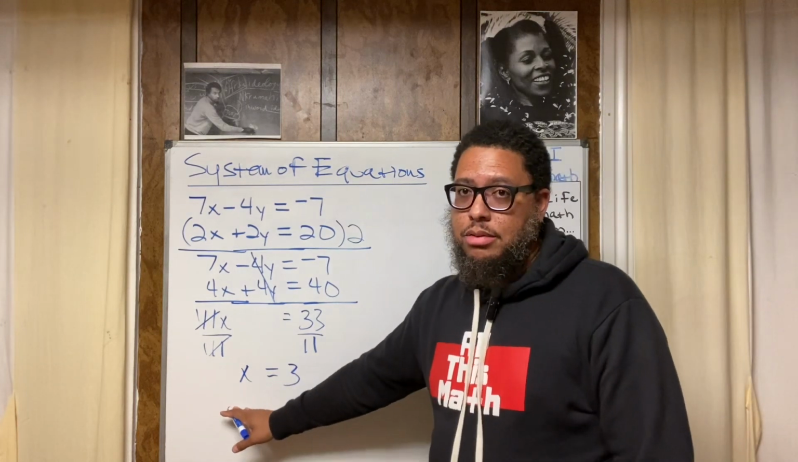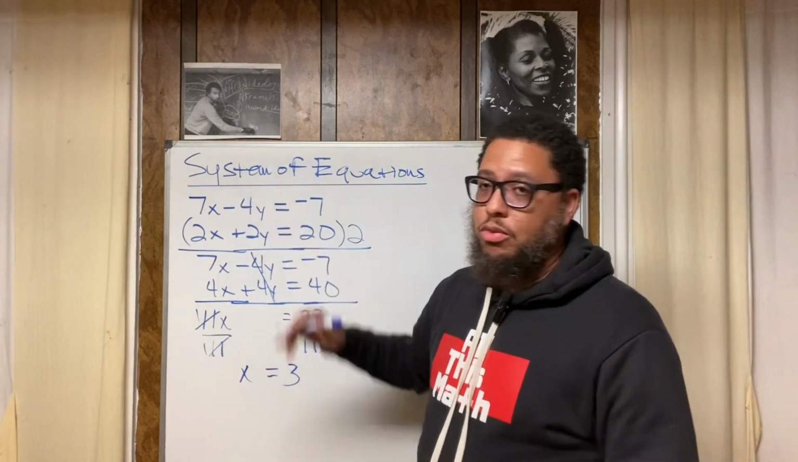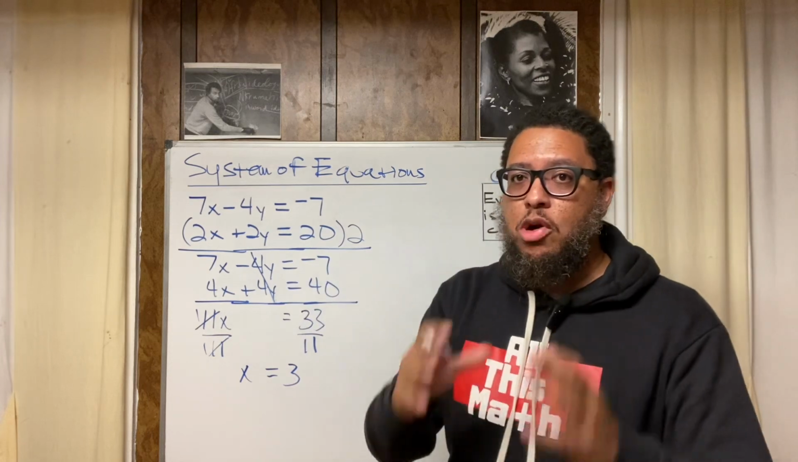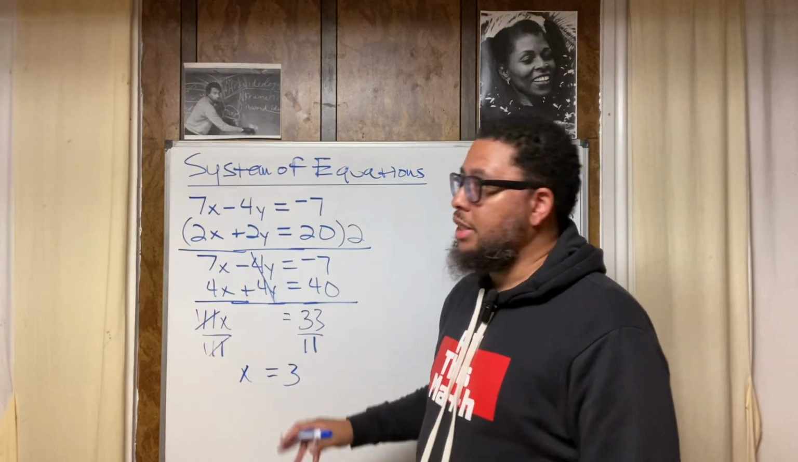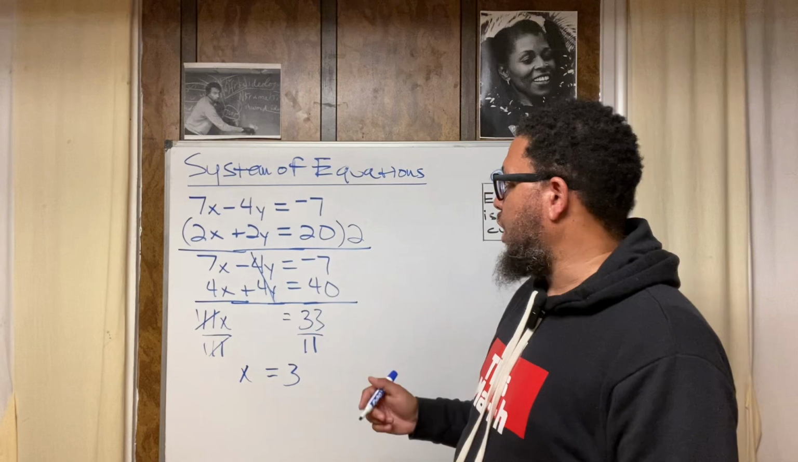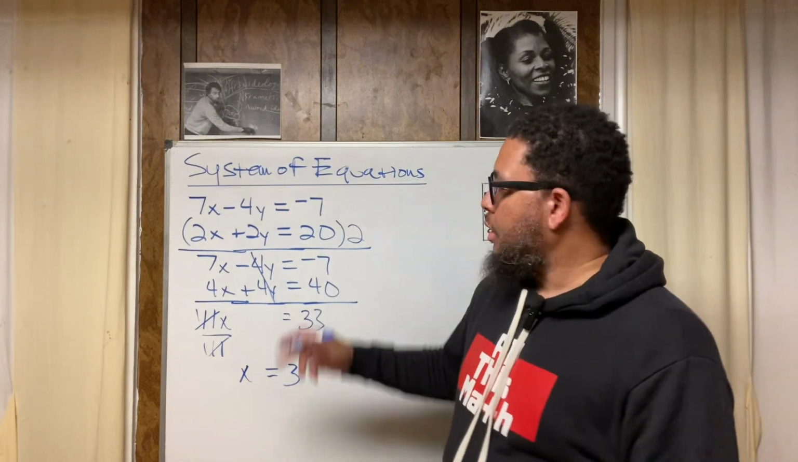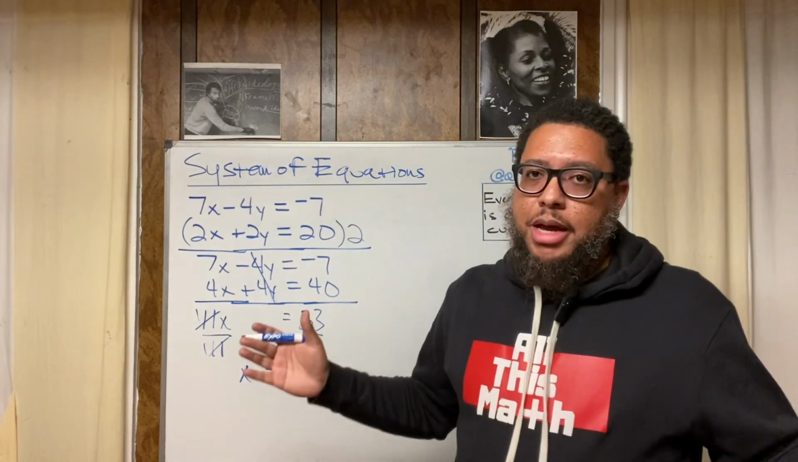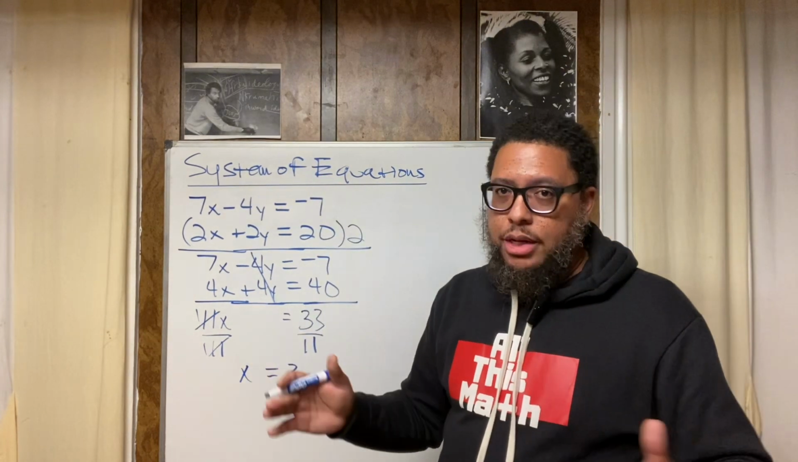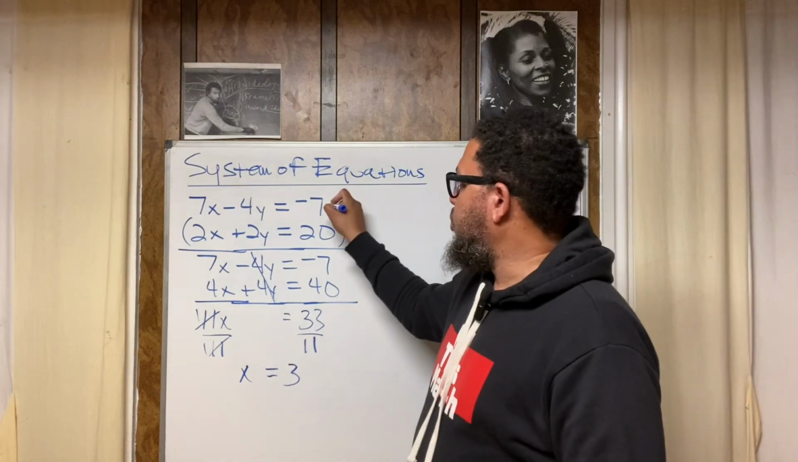Now, we are not done. Don't stop there. This is a system with 2 variables in it. You need to solve for both variables. I know what x is, or at least I think I know what x is. Now let's go back and figure out what y is. How do I do that? Pick one of the 2 equations. Does it matter which one? No, it doesn't matter which equation you choose. Let's choose the top one.